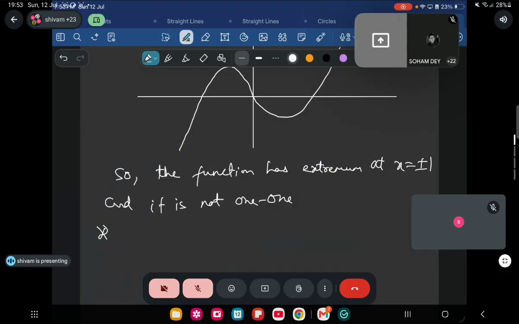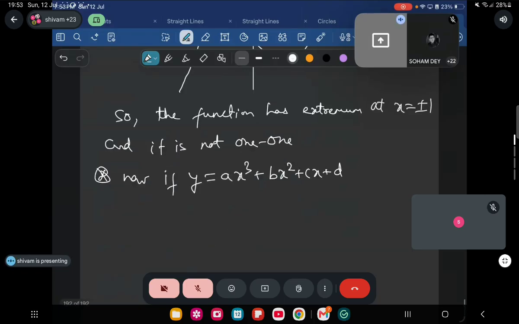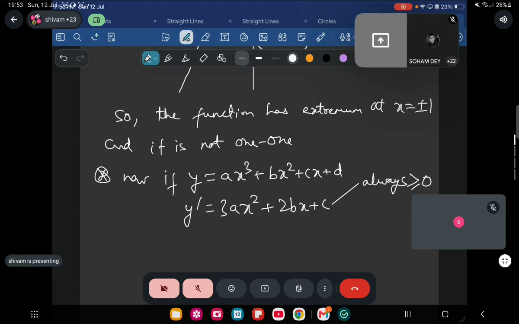Yeah. Next. Now you see everyone, if y equal to ax cube plus bx square plus cx plus d, what is y dash? Y dash is 3ax square plus 2bx plus c. Okay, everyone. So there can be three things that are possible. This can be always greater than or equal to 0. Why am I writing always greater than or equal to 0? It cannot be a horizontal line, right? So it can be equal to 0, no problem. Wherever it is equal to 0, the concavity will change.